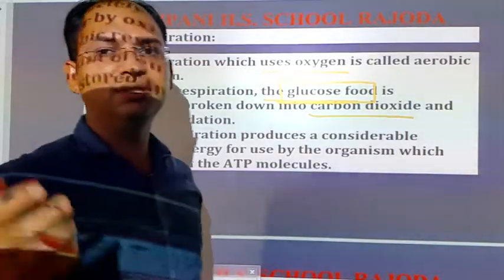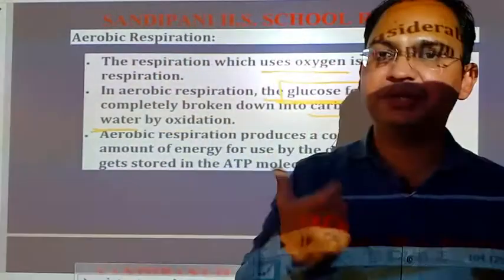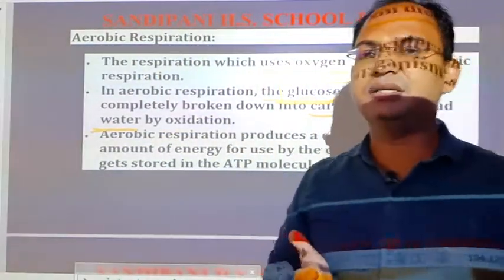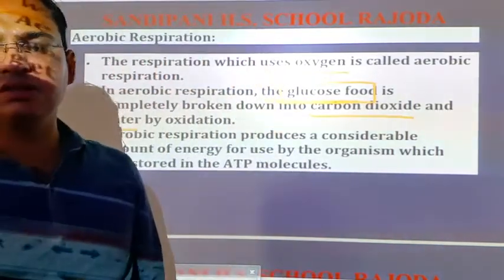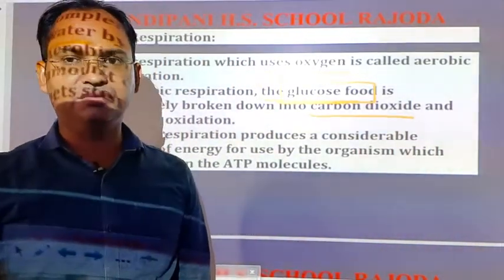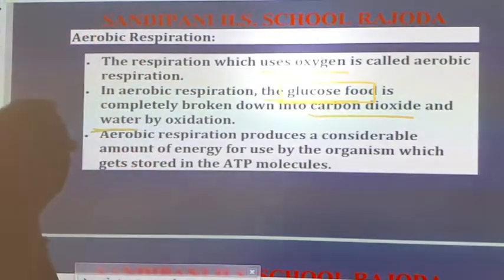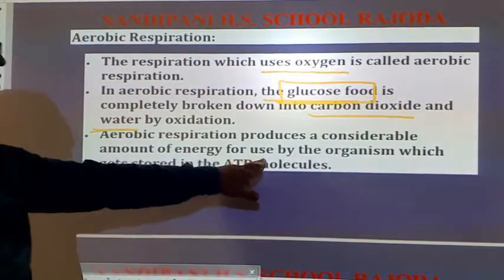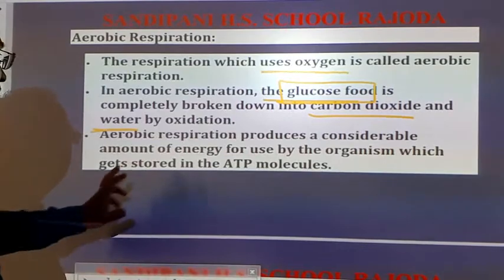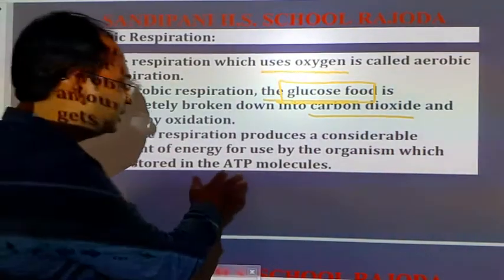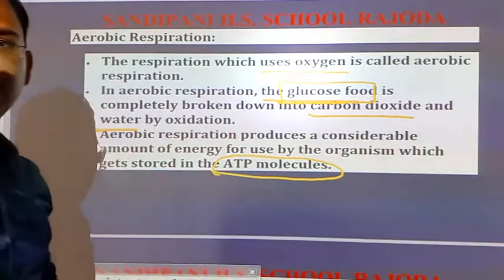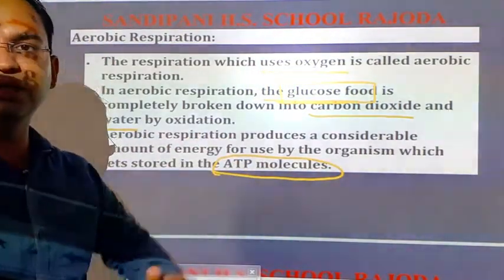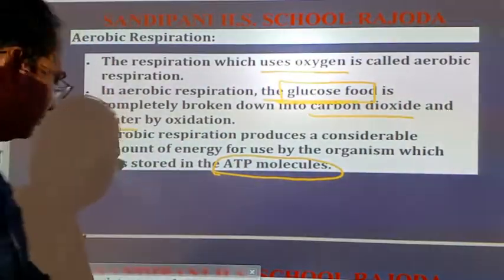The energy produced in the form of ATP is utilized by the living organism to perform its vital activities and metabolic activities of the body. So, see here, the energy used by the organism is stored in the ATP molecule. Remember students, energy in living organisms is stored in the form of ATP.